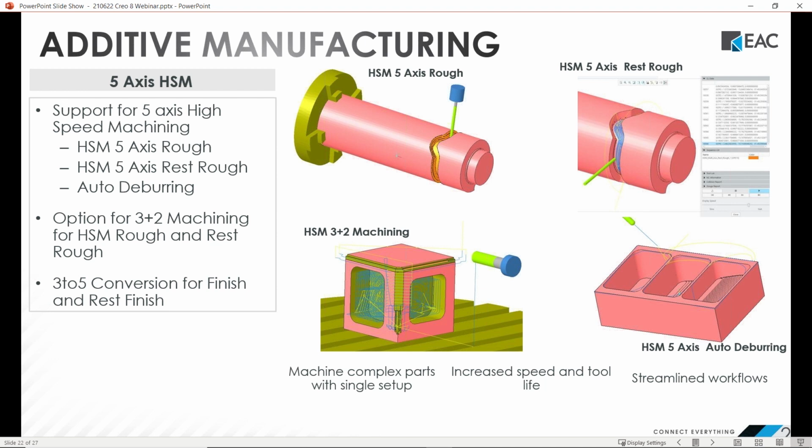And also, and this would be under the heading of subtractive manufacturing, or what in the old days we just called manufacturing, in Creo 5 they came out with 3-axis high-speed machining. And so now in Creo 8, it's updated to 5-axis high-speed machining. And then there's also auto deburring, so it looks at all the hard edges on a part and creates a tool path to drive a tool along those.